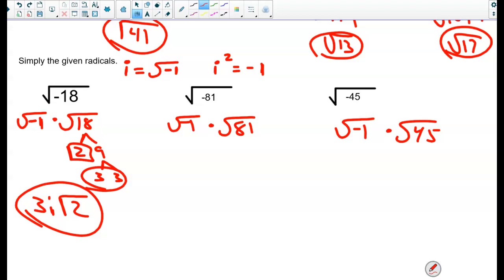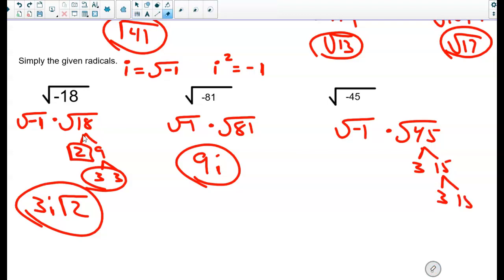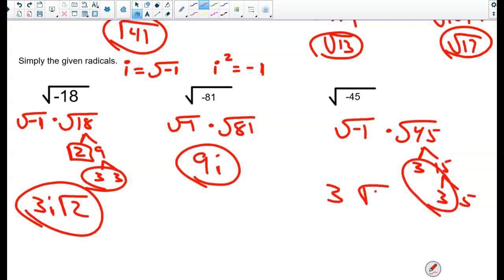The square root of 81 is 9. The square root of negative 1 is i. If you have a perfect square, just take it. Here, 2 doesn't go into 45, 3 does. And 3 goes into 15 5 times. So I have a pair of 3's, root 5, but I have that square root of negative 1, so that leaves me with an i. So my answer is 3i root 5.